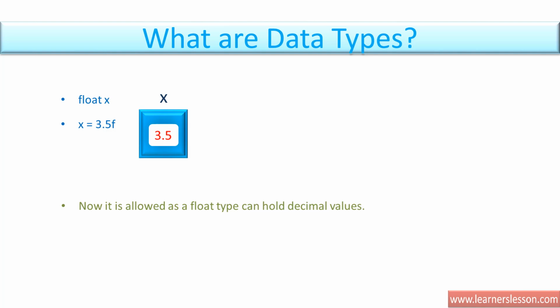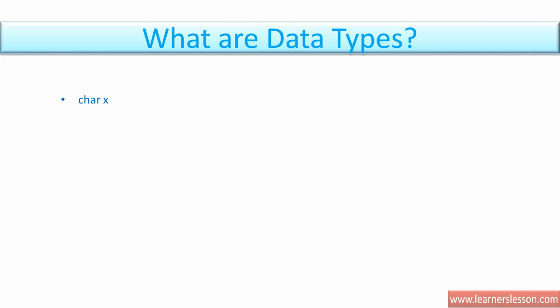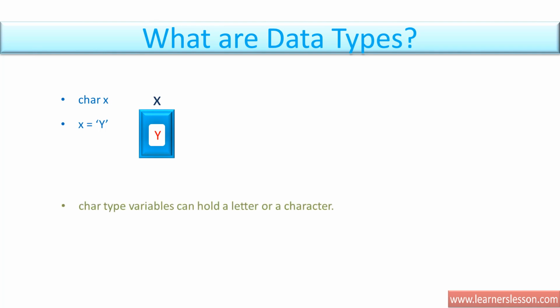Similarly, if we want to hold a letter, there can be a scenario wherein you have to store either a y if the result is a yes, or an n if the result is a no, inside a variable. In that case, we have something called char. Char tells the variable x that it is going to hold a letter. So let us initialize y to x. So y goes and sits inside the variable x. Just keep in mind that if you are assigning a letter to a variable, then you have to put quotes. So char data types can hold a letter or a character.